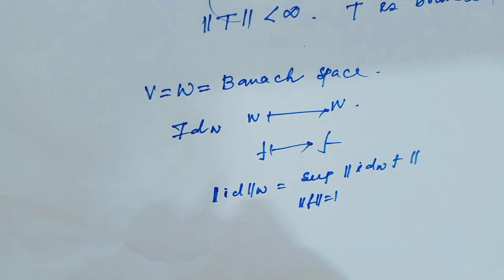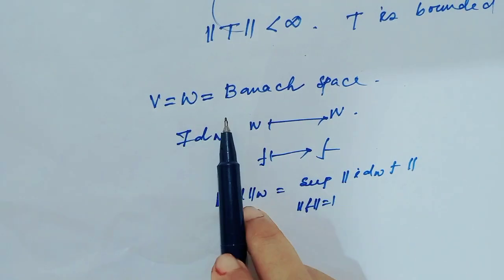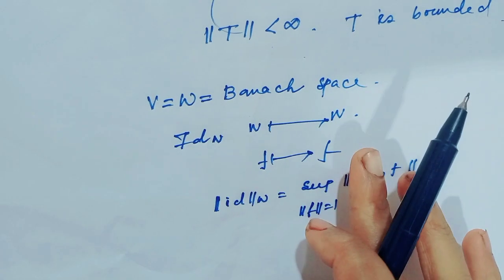Okay? Consider the identity operator and consider the map from V to W, which are both Banach spaces.